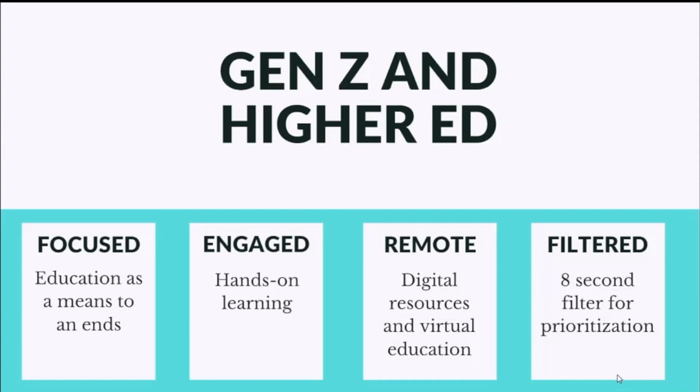And then just going back to that 8-second filter for prioritization, this is involved with higher education too. Even though they might have chosen to take a class and to seek that information, it still is important to keep in mind when we're communicating with them, even in the classroom space, that the way we craft messages, we are highlighting the importance of certain things, drawing their attention and helping them to prioritize information.